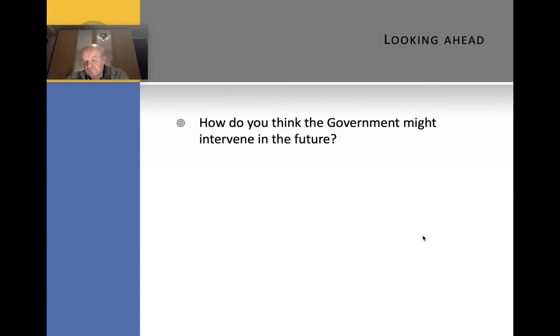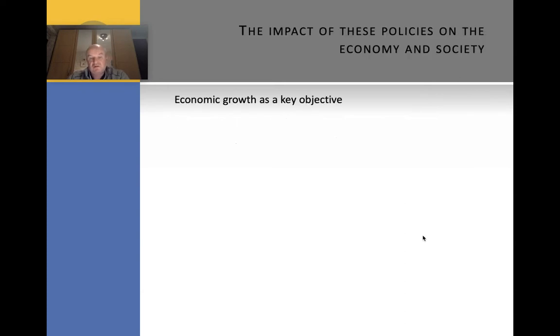Okay. I want you to have a think about the ways in which the government might choose to intervene in the future. More often than not, it's probably going to be to address some of the social issues we're talking about an awful lot in this day and age, like climate change and also inequality of income and dealing with poverty, etc.